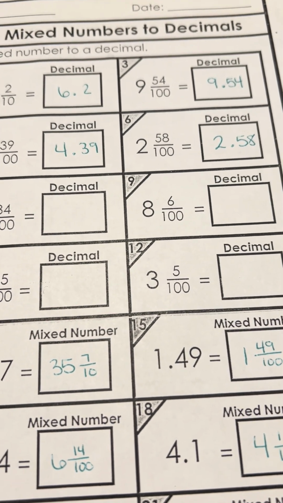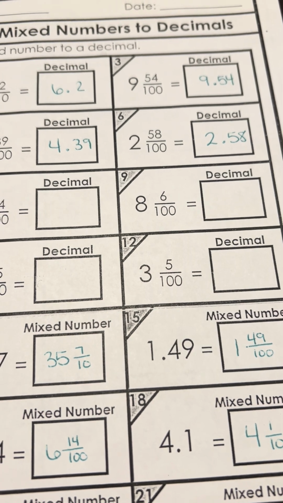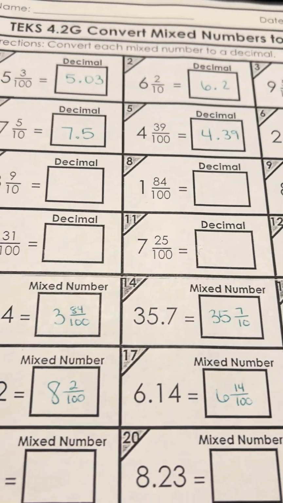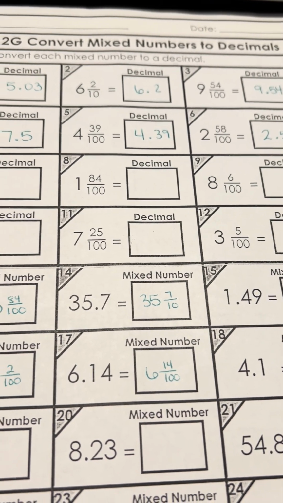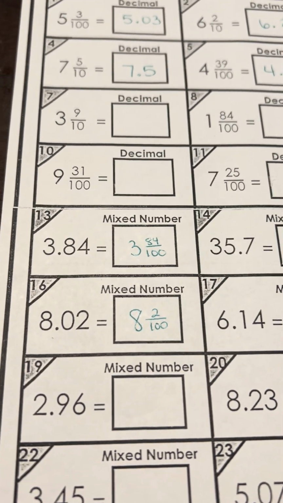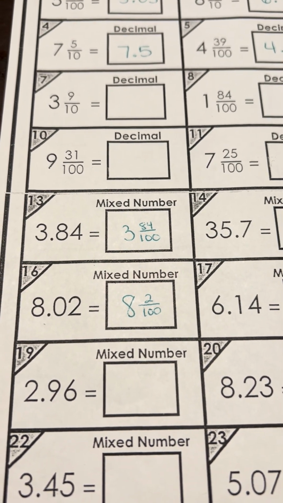2 58/100ths, 2 decimal point 58. Try 7 through 12 on your own. See what you get. Go down to 13. Now we're going to take the decimal and put it into fraction form.